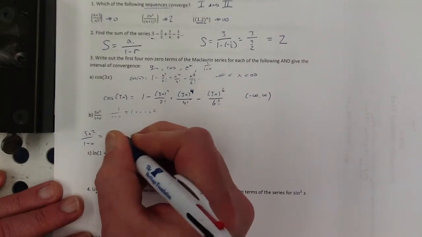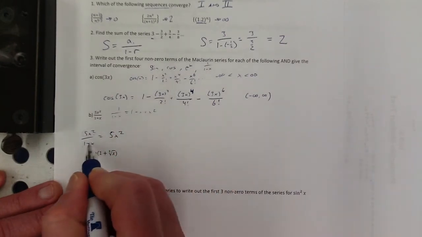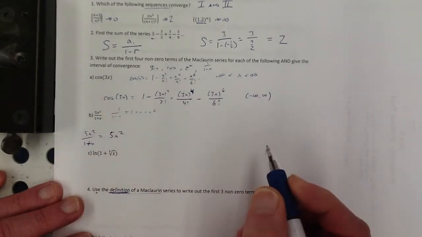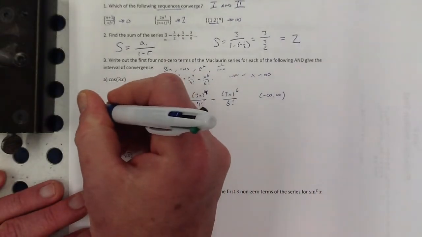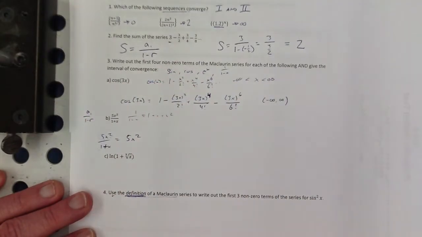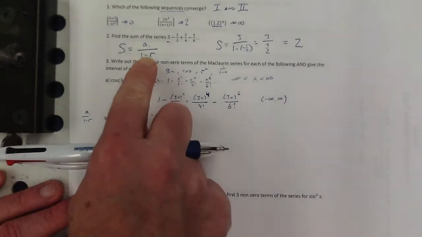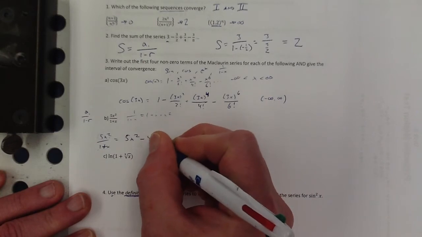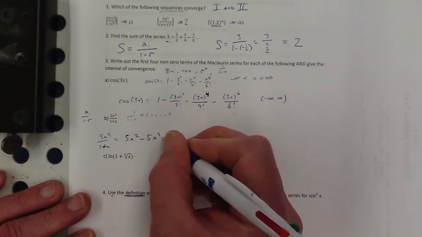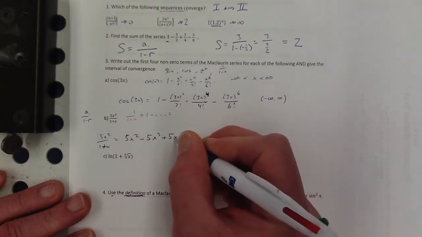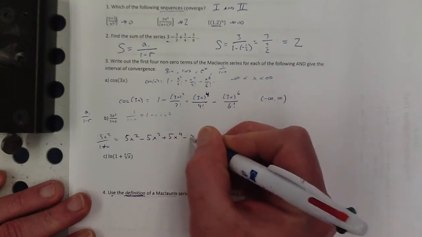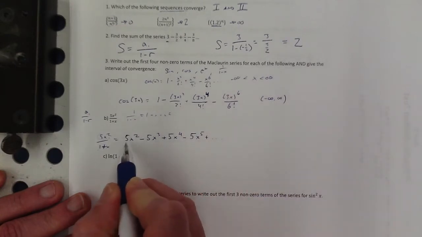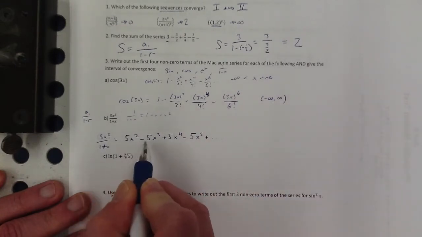So the first term is 5x squared, and the multiplier, this is 1 plus x, and the geometric series formula is, oh, there it is, right there. So the multiplier is minus x. So that's going to look like that, right? There's the first term. The multiplier is a minus x.